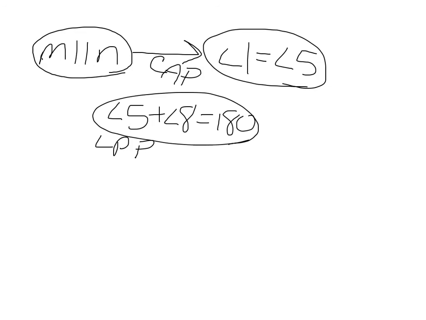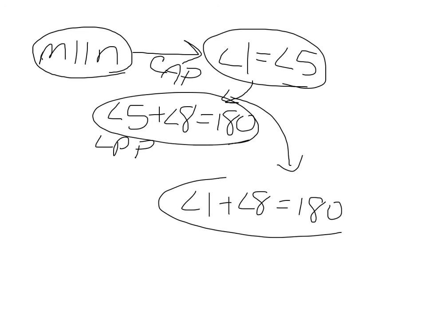Next is substitution. So we're stuck. We have these two bubbles. In one bubble, I've got an equal sign. So I could go from this bubble, put the angle 1 in there instead of the angle 5, and create myself a new bubble. So angle 1 plus angle 8 is equal to 180 degrees. That's substitution: I take something out of that bubble, put it into that bubble, and create a third new bubble. That was my goal, so therefore I am now done.